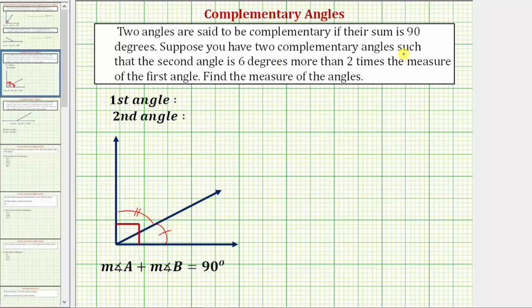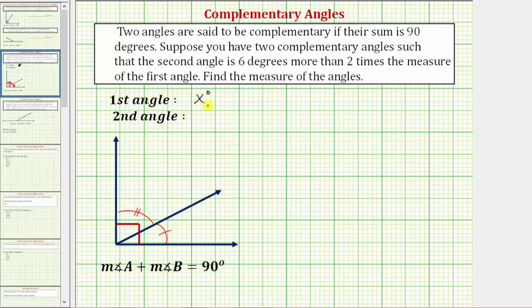Suppose you have two complementary angles such that the second angle is 6 more than 2 times the measure of the first angle. We're asked to find the measure of the angles. So because we don't know the measure of the first angle, let's let the first angle be equal to x degrees. And now we need an expression for the second angle, given we know the second angle is 6 more than 2 times the measure of the first angle.